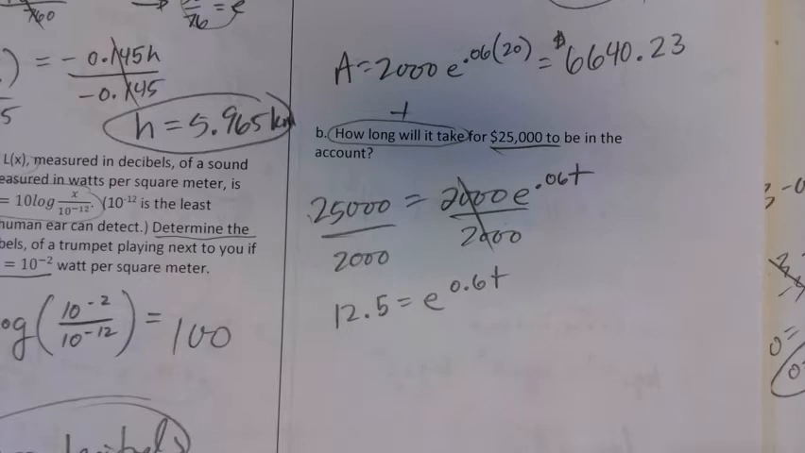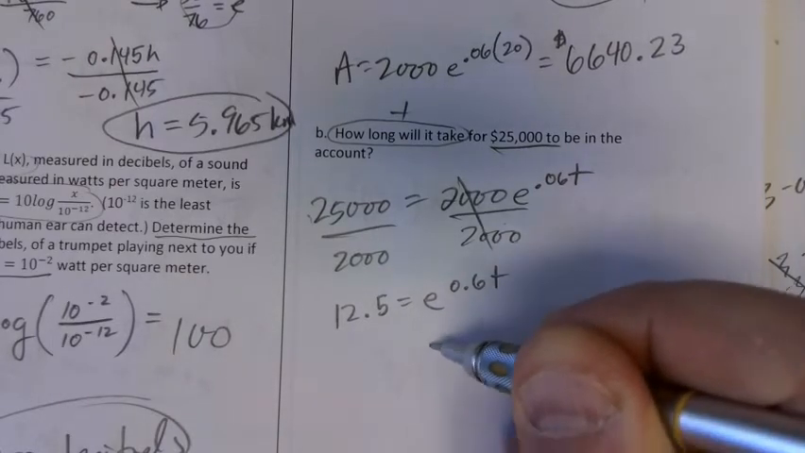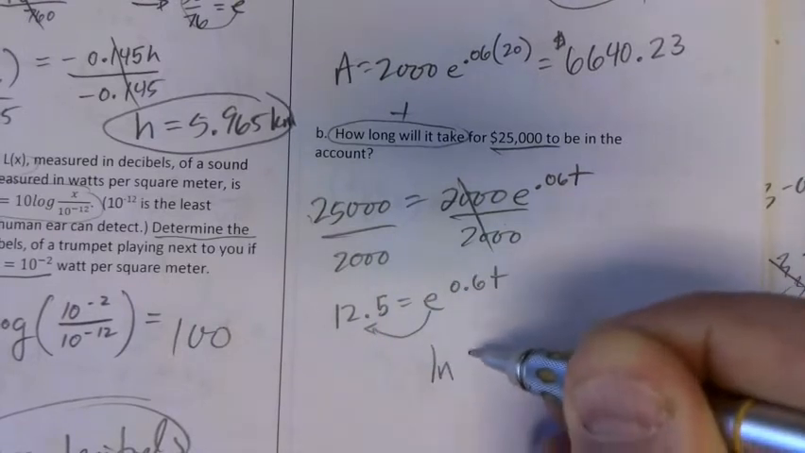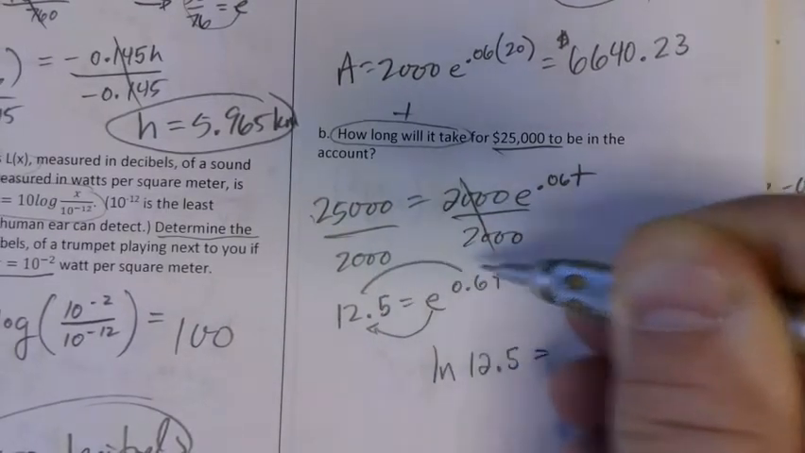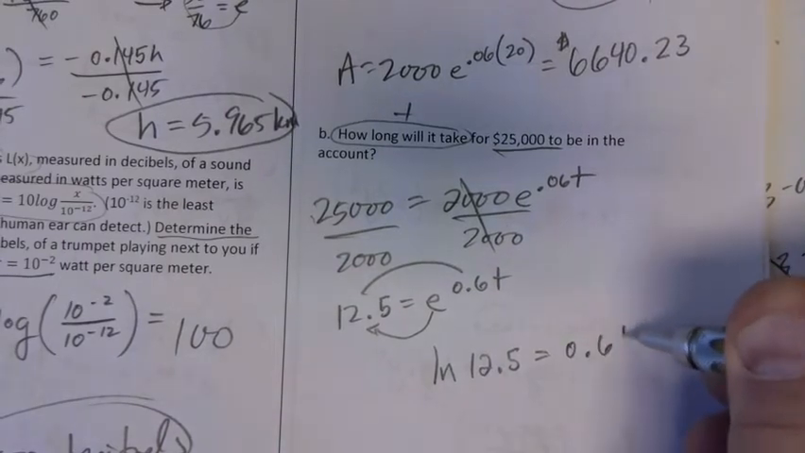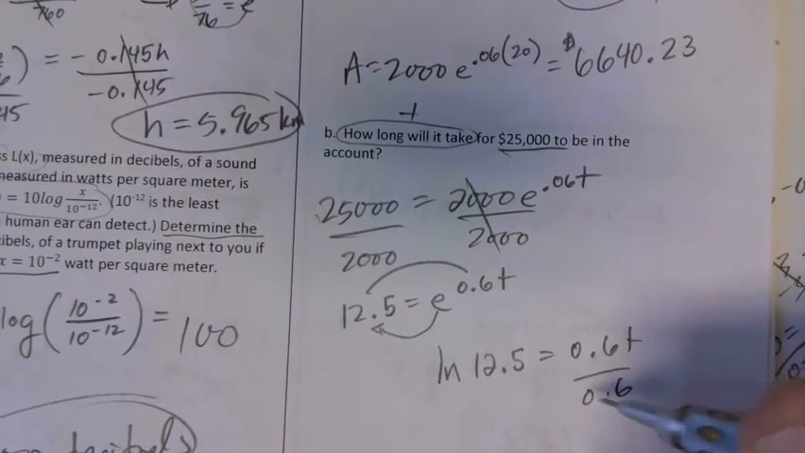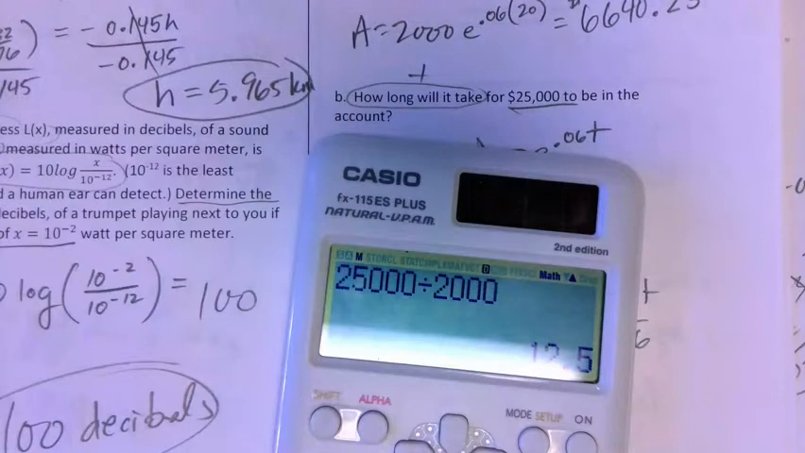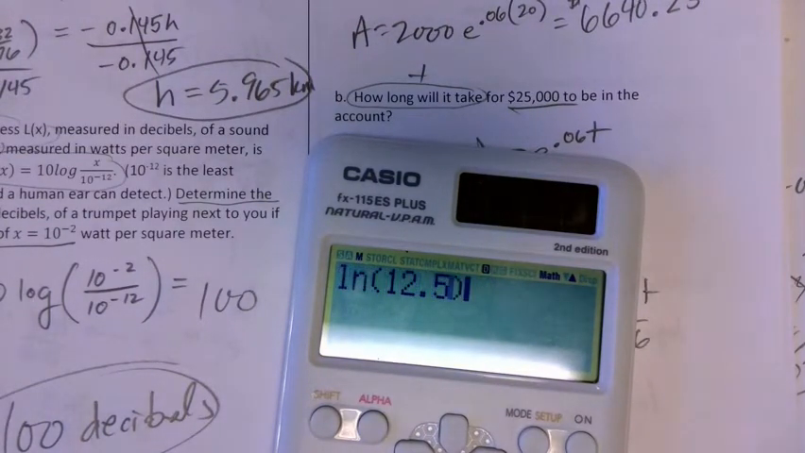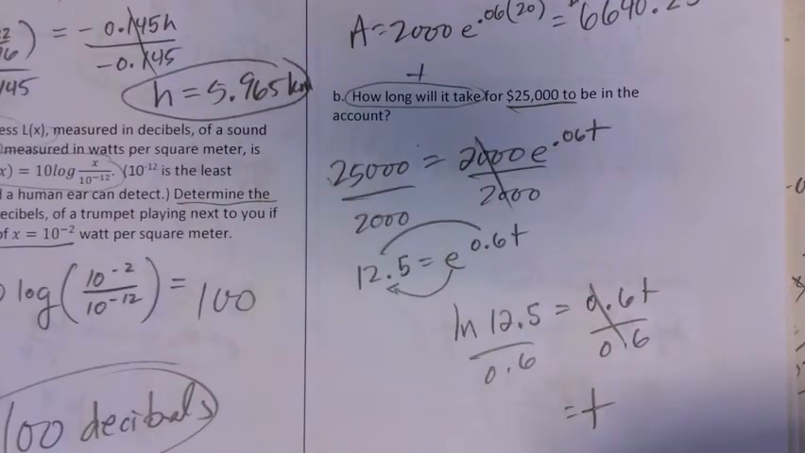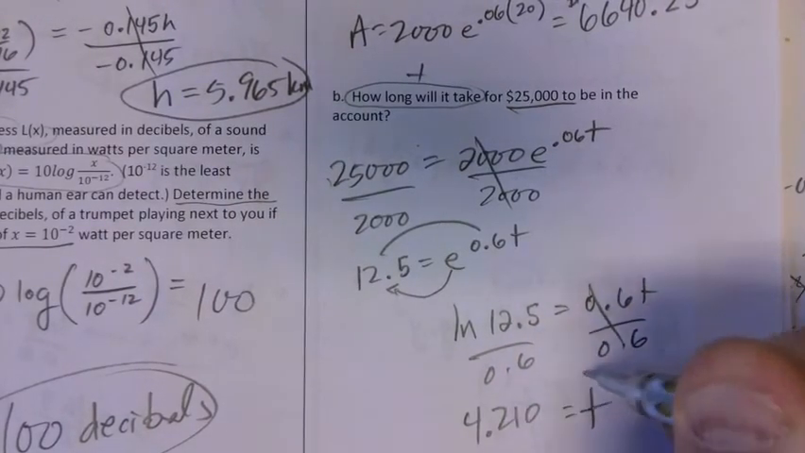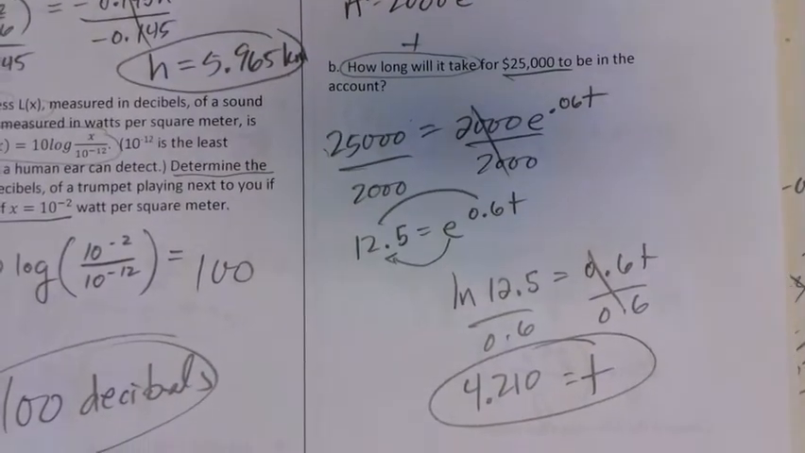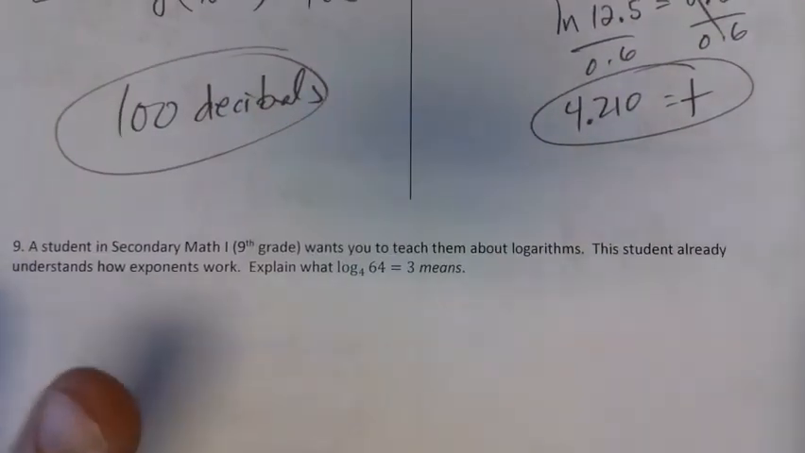Cool. Okay. Now I rewrite it. e is the base. That tells me natural log of the 12.5 equals that 0.06 t. And if I divide by 0.06 on each side, I get t equals, I don't know what that is, but I'm going to type it in my calculator. Natural log of 12.5, all divided by 0.06, and I get 4.209. So that would round to 4.210. 4.210 years.